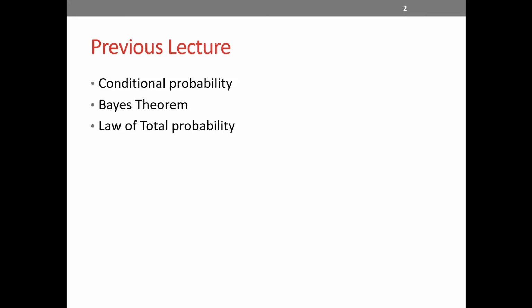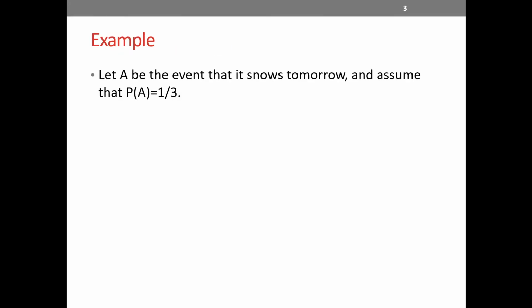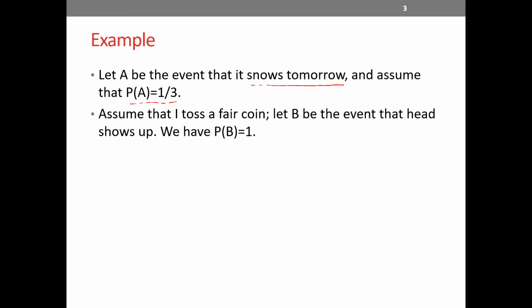So let's look at an example first of all. Okay, so let's say we have this information given to us that A is an event, that it snows tomorrow, right? And we also know that the probability that it snows tomorrow is 1/3. So this is some information given to us. Now assume that I toss a fair coin and B be that event, that heads shows up. And also I know that the probability of heads showing up is 1/2 in this case.